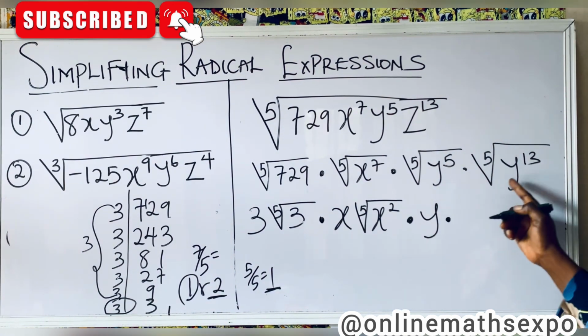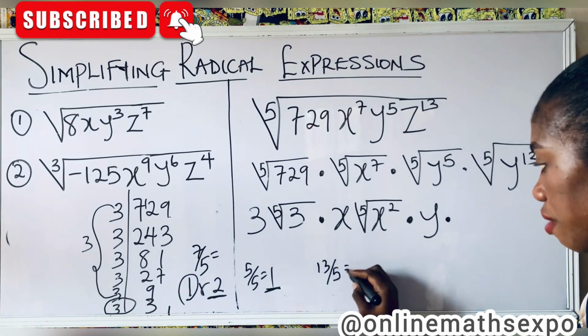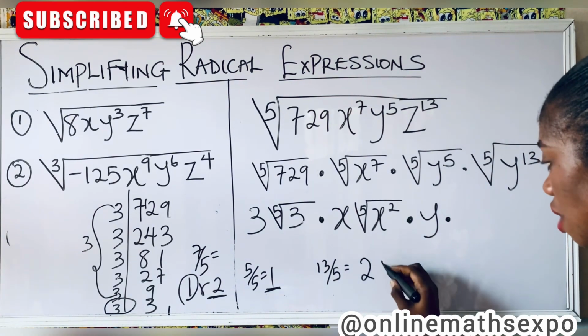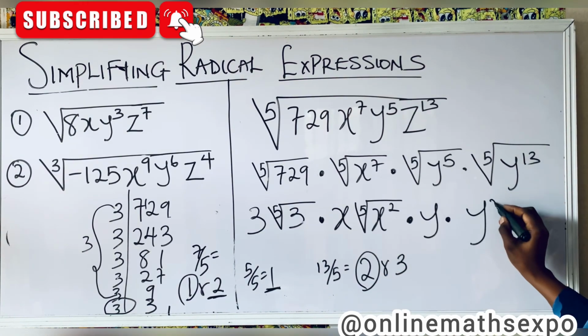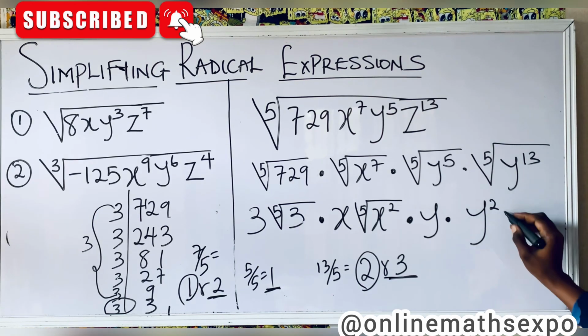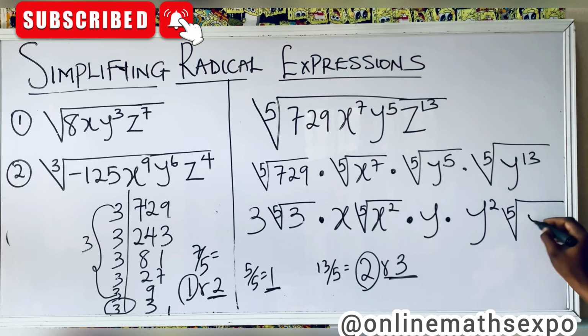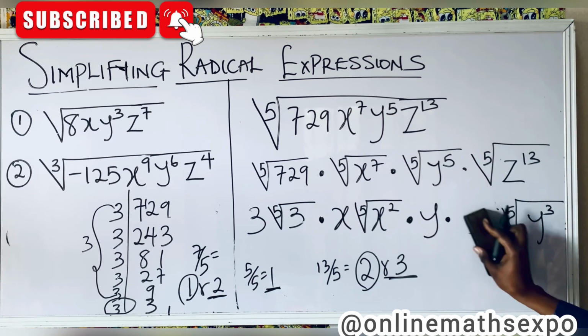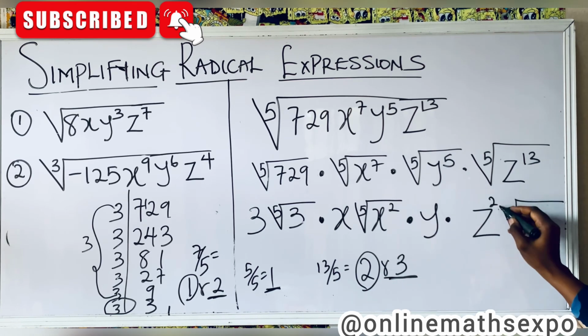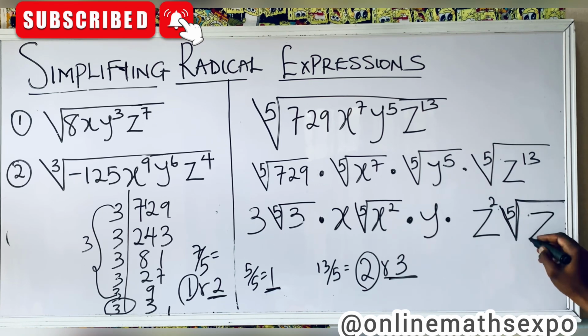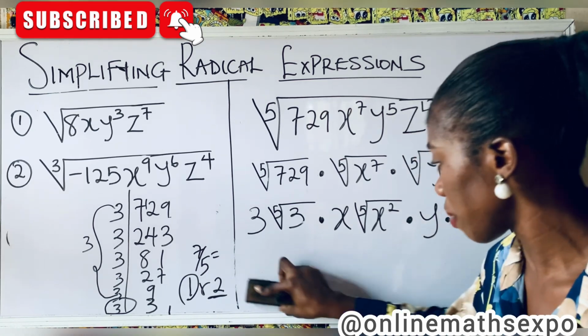Then finally we have this 13 divided by 5. We go in 2 times and remaining 3. This 2 times is perfect. Sorry, what we have here is z. So we're going to have z to the power of 2 out, and then z to the power of 3 will be inside, the 5th root of z to the power of 3.